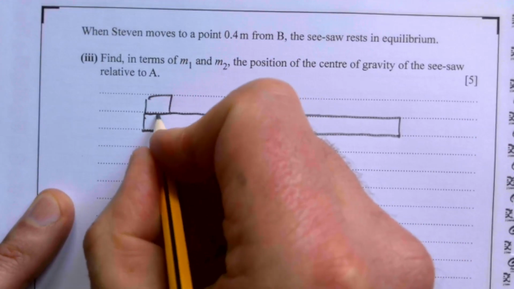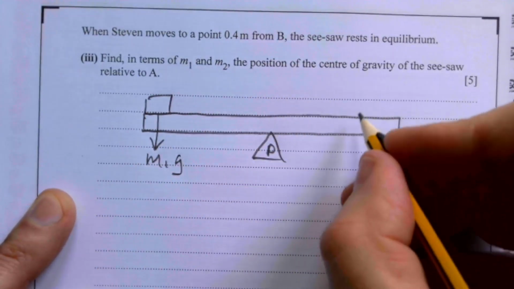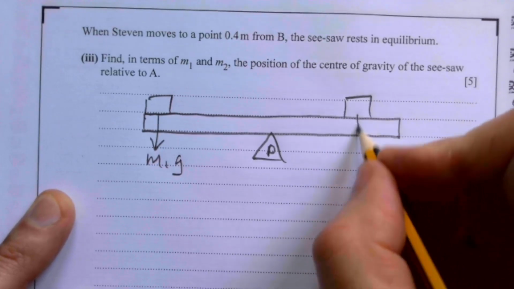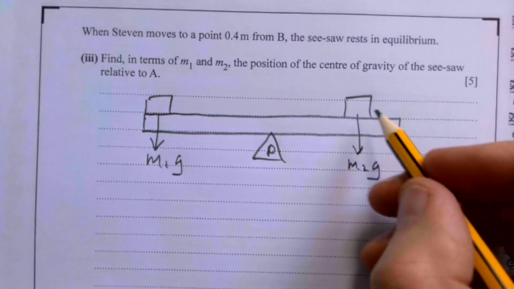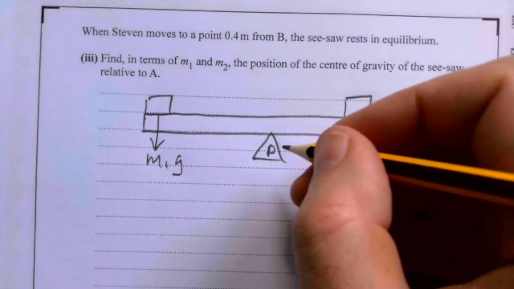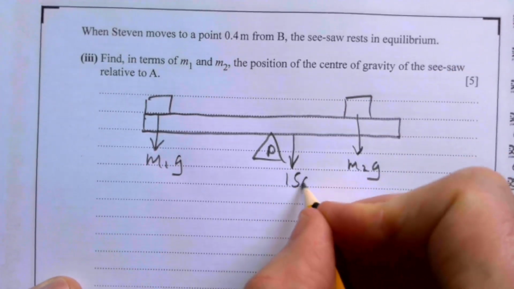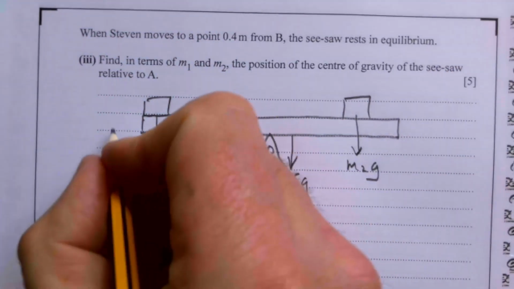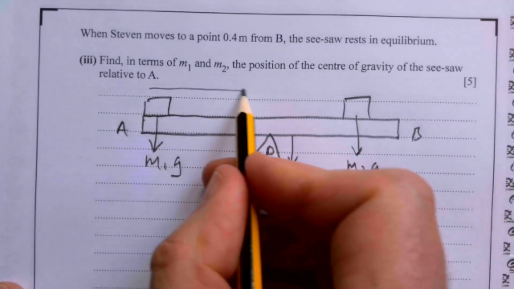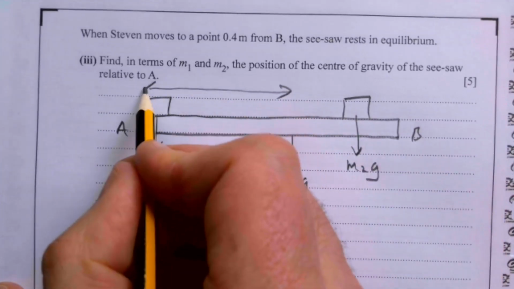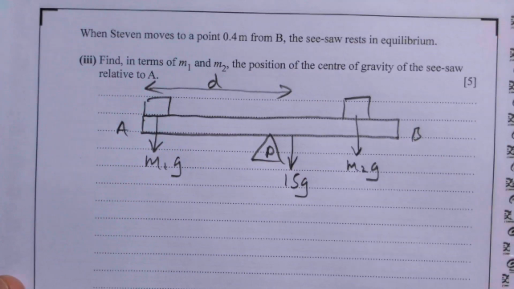We still have M1G acting down here. Slightly further across, we have an M2G, and then if it's going down on this side, then the 15G must be acting round about here. This is the point A, this is the point B, and they want us to find this distance here. I'm going to call that distance D.